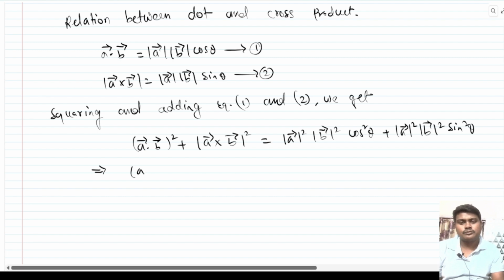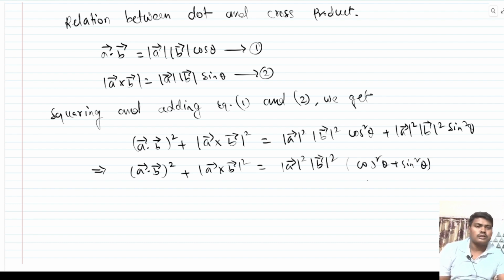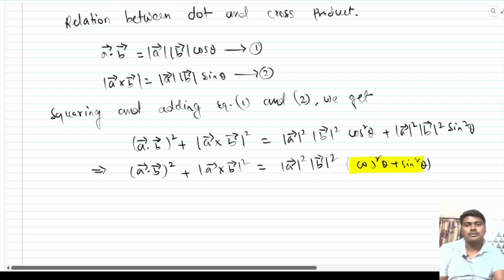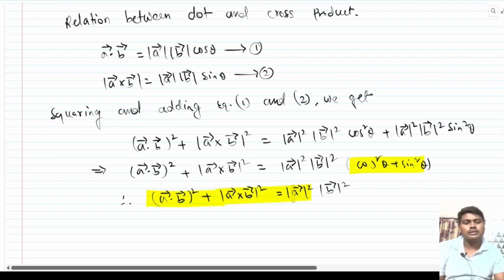So it implies that a dot b whole square plus mod a cross b whole square equals mod a square mod b square times sin square theta plus cos square theta, if you take mod a square and mod b square common. We know that sin square theta plus cos square theta is equal to 1. Therefore a dot b whole square plus mod a cross b whole square equals mod a square mod b square. So this is the relationship between dot product and cross product.